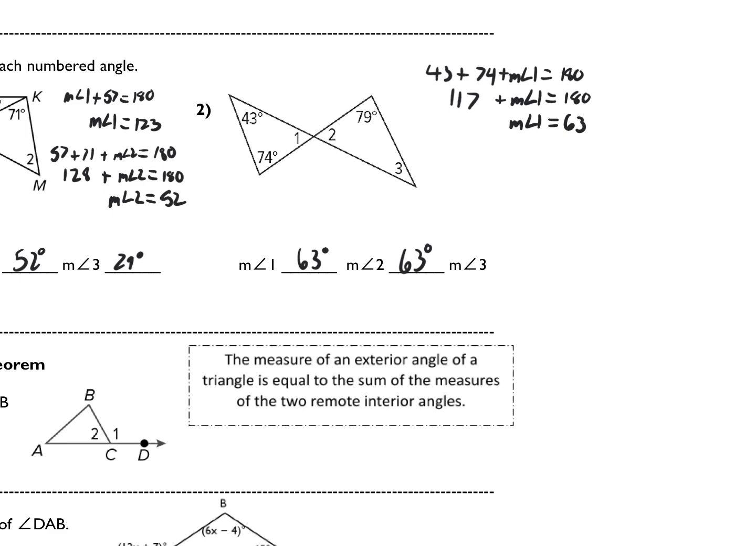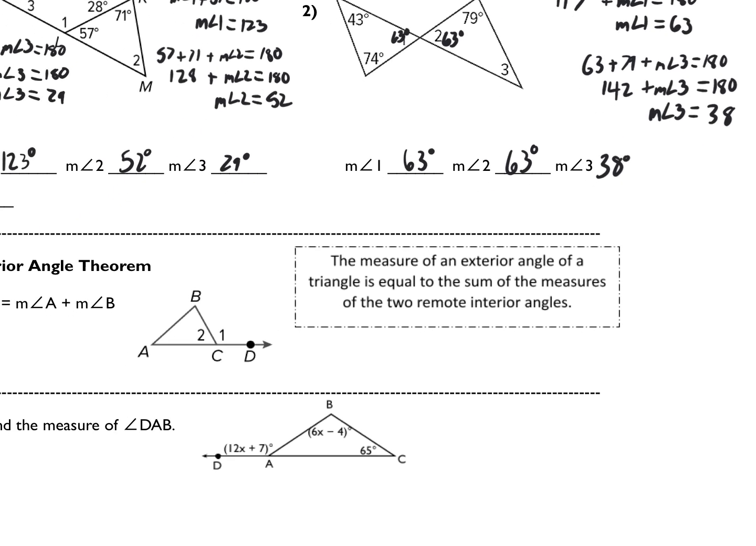All right, next thing we're going to look at is angle 3. So this is a 63-degree angle here. So we can do 63 plus 79 plus measure of angle 3 equals 180. And 63 plus 79 is 142. So if we subtract 142 off of both sides, we get 38. So the measure of angle 3 is 38 degrees.